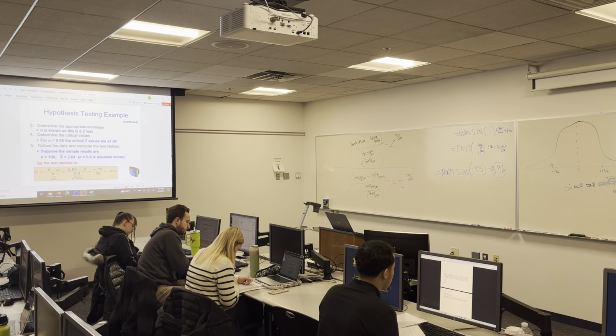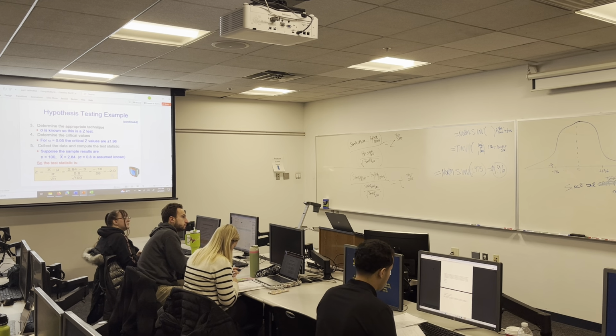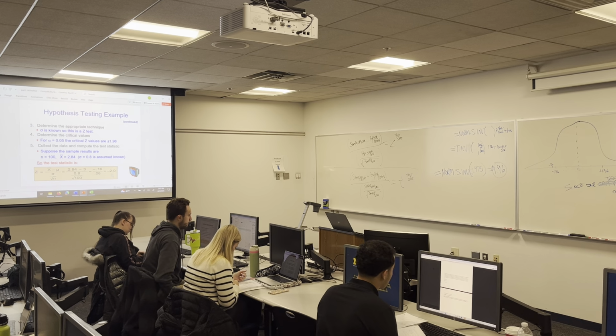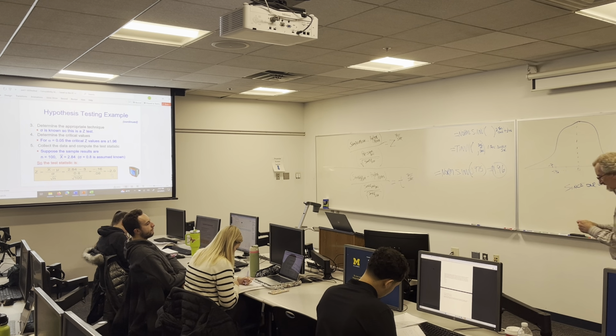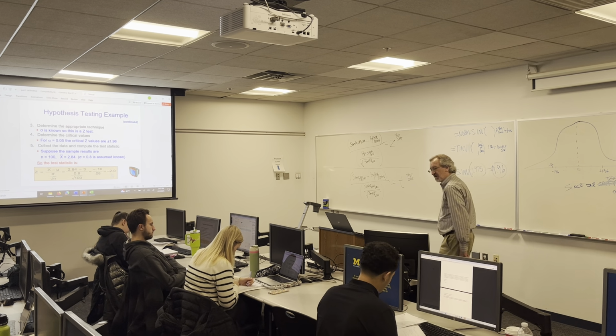Don't forget, we don't accept anything. It's either reject or not reject the null hypothesis. That's what we're doing. Since our test statistic, -2.0, is outside our critical value plus minus 1.96, we must reject the null hypothesis. That's how you use the critical value. It's that easy.